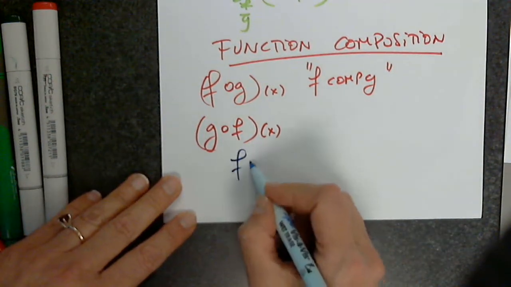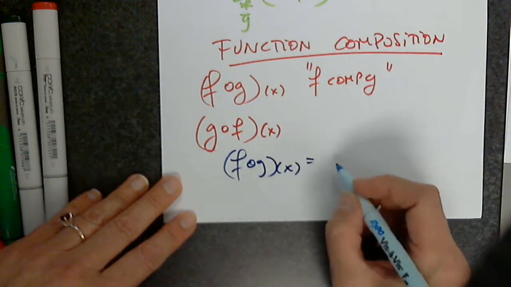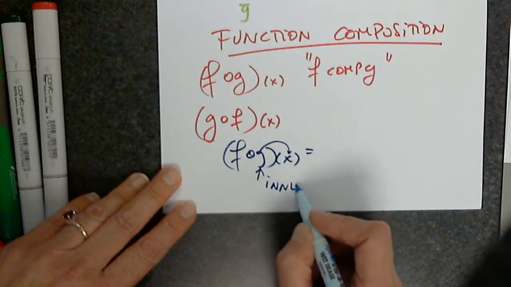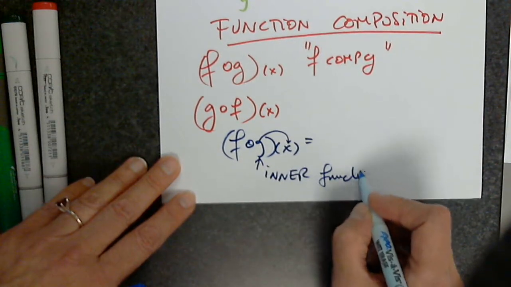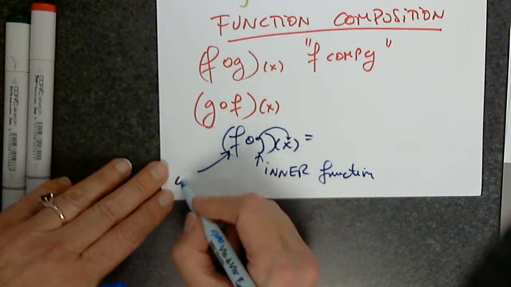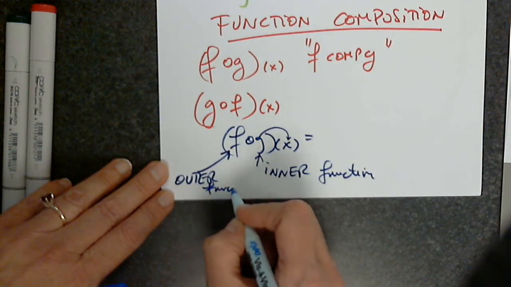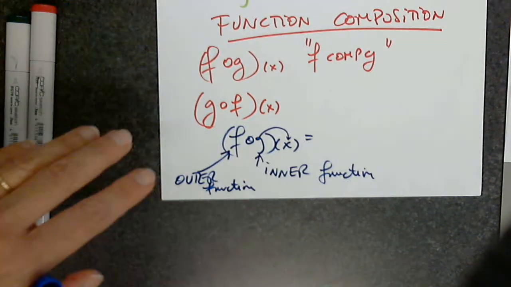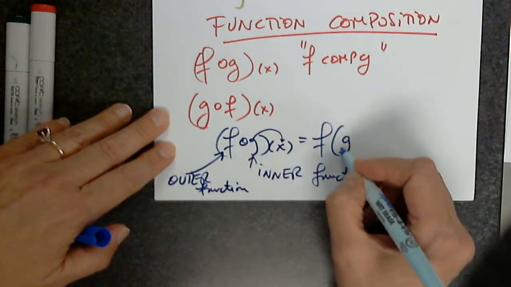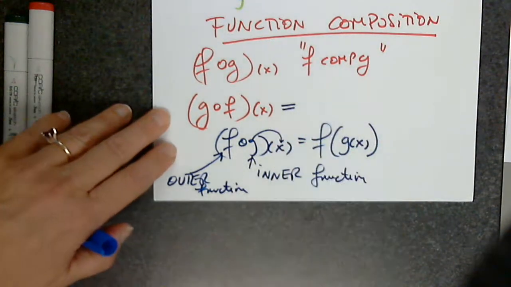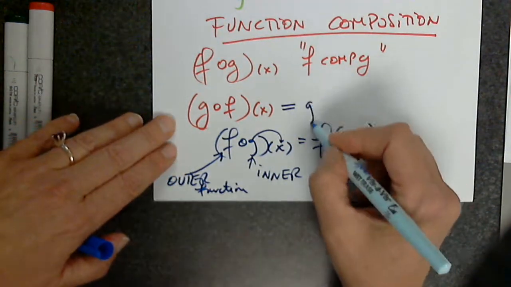Exactly. So F comp G of X means this is what is called the inner function. And this is extremely important for those of you who move to calculus. And this is the outer function. The inner function will be G. It's the closest to X. I have to apply it first, and then I apply F to G. So the definition is F of G of X. Can anyone dictate the definition of the other one? Yes.